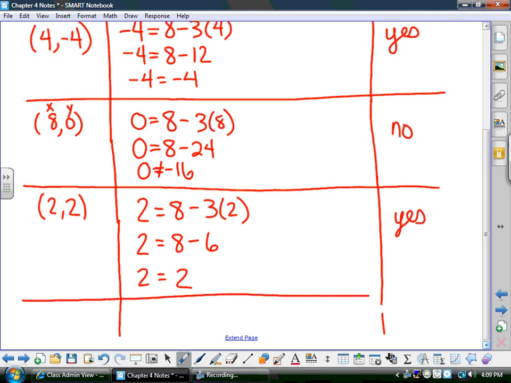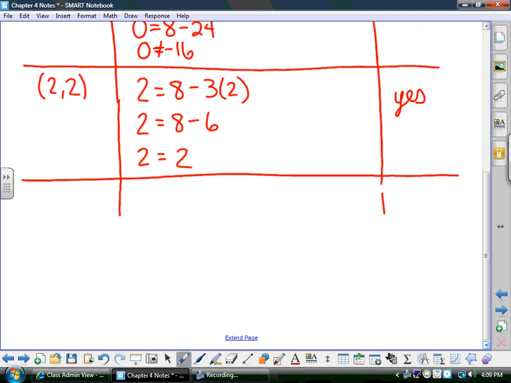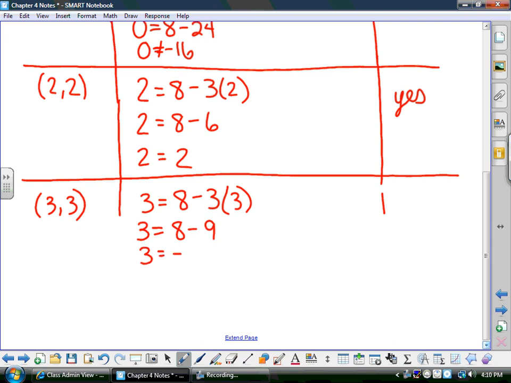The last point is 3, 3. We're plugging that into y equals 8 minus 3 times x. So does 3 equal 8 minus 9? No, it does not. So that one is not a solution to the equation.